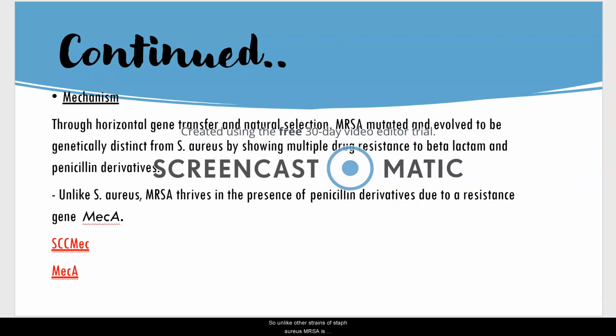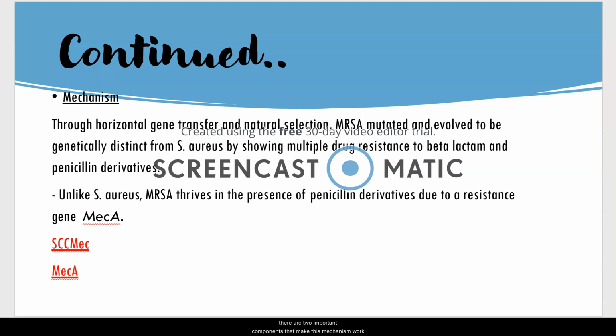So, unlike other strains of Staph aureus, MRSA is genetically distinct in that it has the ability to survive through multiple antibiotic therapies. This is done through the acquisition of extrachromosomal elements containing genes that confer resistance to certain antibiotics. It is initiated through methods such as horizontal gene transfer through sex pili, plasmids, and transfer genomic islands, and then replicated through vertical transmission to future generations.